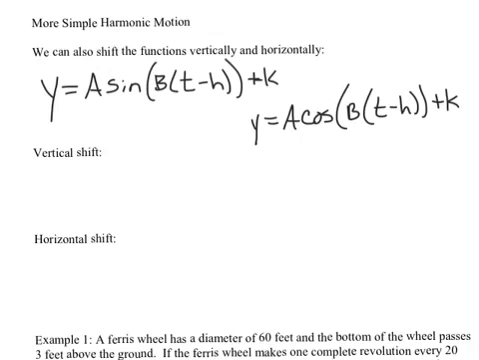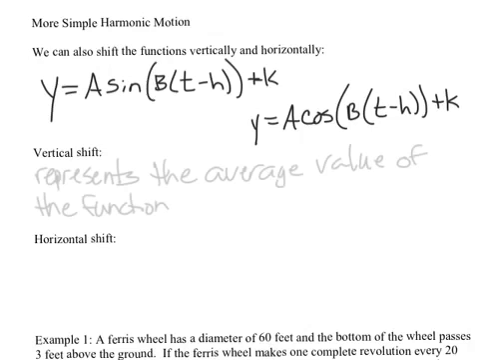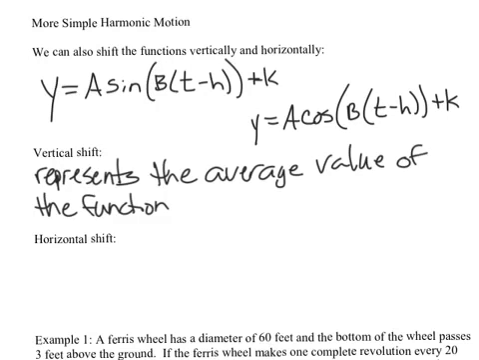So the vertical shift represents the average value of the function. And that's the value where the amplitude shifts above and below. If I were to just sketch a little graph of that, instead of being centered on the 0 line, we would have some kind of a midline shift, either above or below that. And it represents the average value, while the amplitude has the function oscillate around that value.